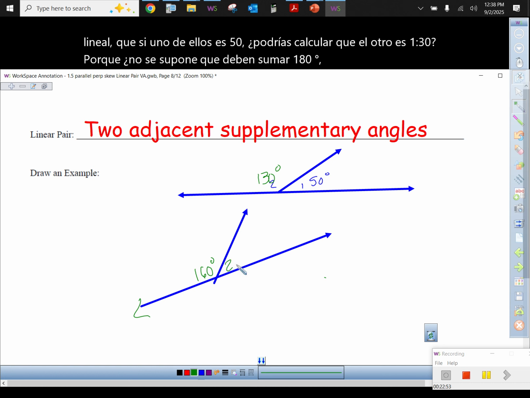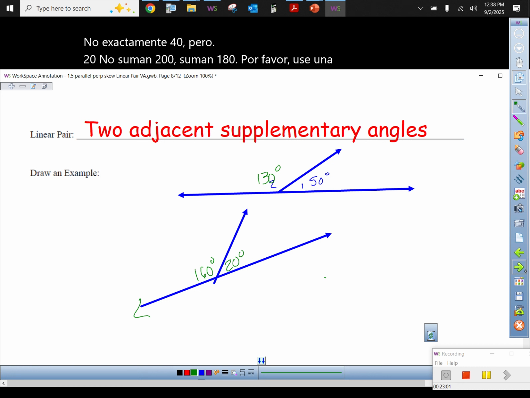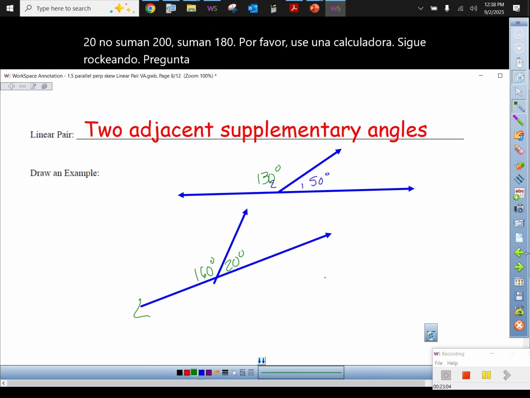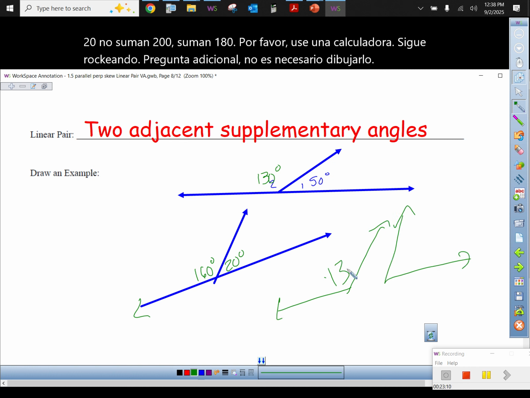How much? Not quite 40, but 20. They don't add to 200, they add to 180. Please use a calculator. Rock on. Bonus question. Don't need to draw it. Is this angle right here and this angle right here, discuss with your neighbor, a linear pair? Those two green angles, are those a linear pair?